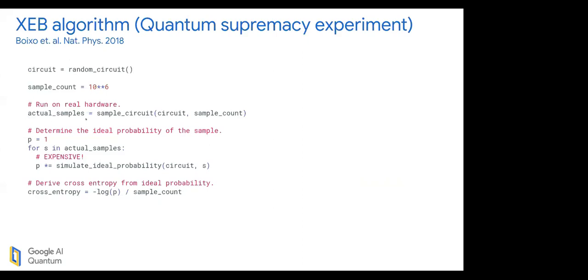You collect the bit strings. For the bit strings that you get in the experiment, you simulate the ideal probabilities. This is the expensive part. When you get to 53 qubits, it becomes really expensive. And then you apply your estimator. In the case of cross entropy, it's just the sum of minus the log of the probabilities, or minus the log of the product of the probabilities. You normalize, and this is basically your estimator of fidelity.